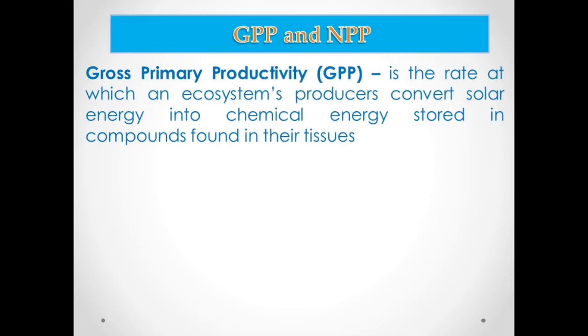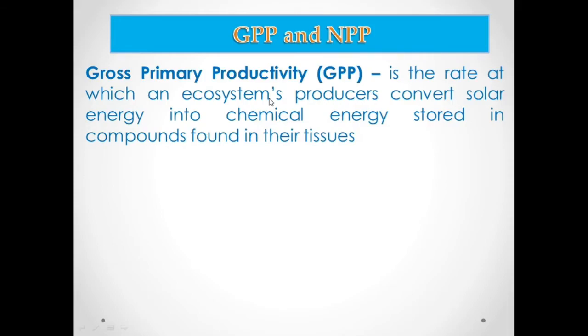So GPP means the gross primary productivity. It's the rate at which an ecosystem's producers, usually plants, convert solar energy into chemical energy stored in compounds found in their tissue. So in gross primary productivity, it's actually an ecosystem. Okay? So it's the whole ecosystem. Whoever or whatever are the producers in the whole ecosystem, the rate at which those producers convert solar energy into chemical energy stored in compounds is what we call the gross primary productivity.